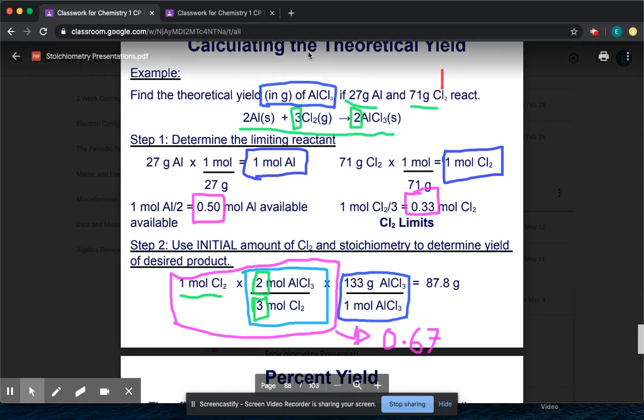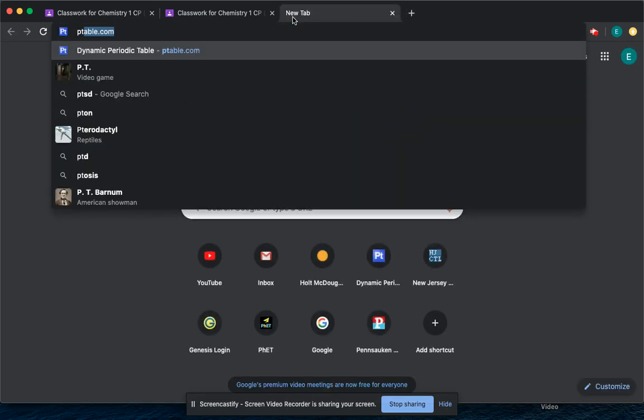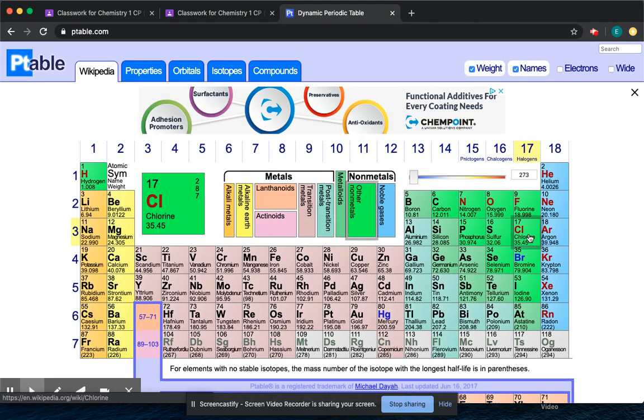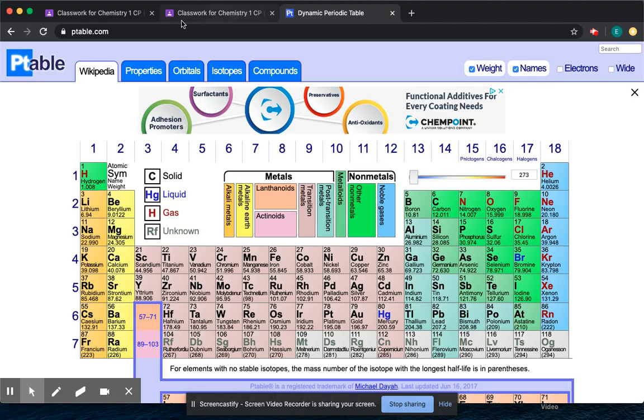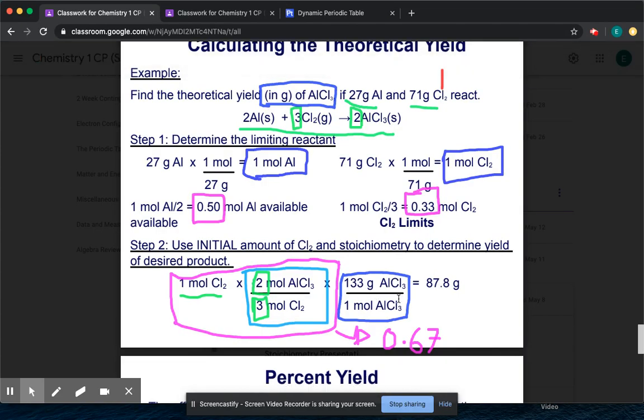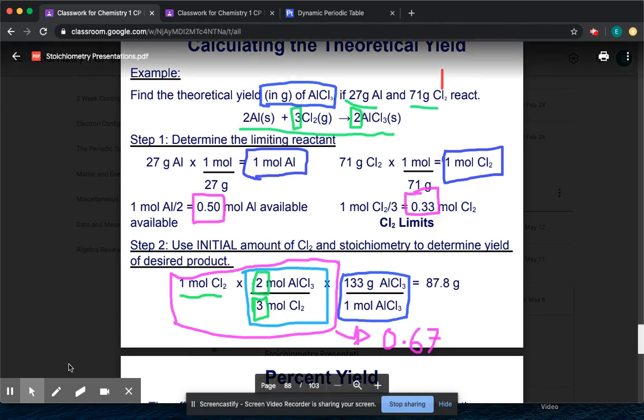And then the 133 comes from the atomic masses that you add up. So chlorine is 35.45, and then aluminum is 26.98. You add them up. You have 3 chlorines, so you got to triple the chlorine number, and then you add the aluminum, and that's where you get your 133. So that's where this number came from. And you multiply everything out, and you get 87.8 grams. This right here is our final answer. That is our theoretical yield.